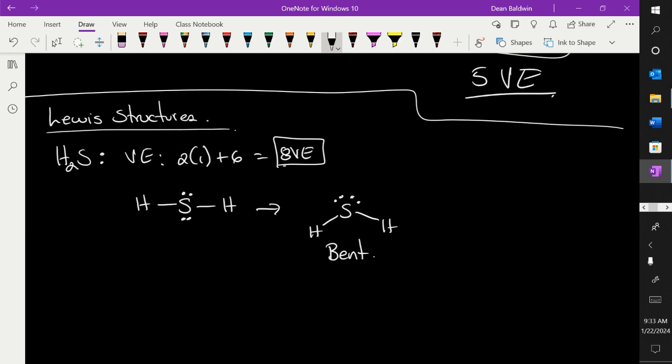And then I will ask if it is polar or non-polar. So, is this polar or non-polar? It is polar, right? What is more electronegative, sulfur or hydrogen? Sulfur. So it's going to pull the dipoles like that. And because we don't have symmetry, due to the bent nature, this is a polar molecule.